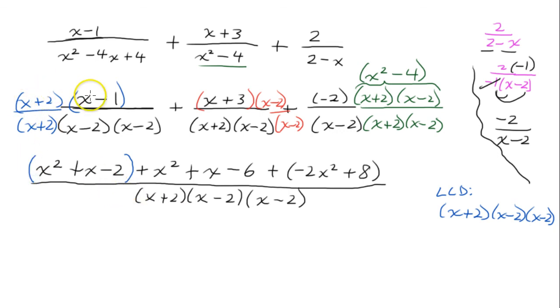Let's do that just to keep it clean, or to show you what's happening here. So x plus 2 times the quantity x minus 1, that's what I did here. That becomes x squared plus x minus 2. And then this rational expression, the numerator there, becomes x squared plus x minus 6 after I FOIL those, or multiply those two binomials. And then likewise, negative 2 times x squared minus 4 is negative 2x squared plus 8. So we have that in the parentheses.